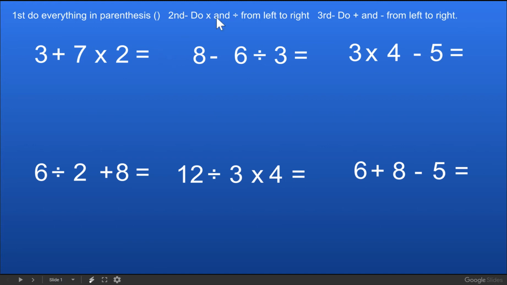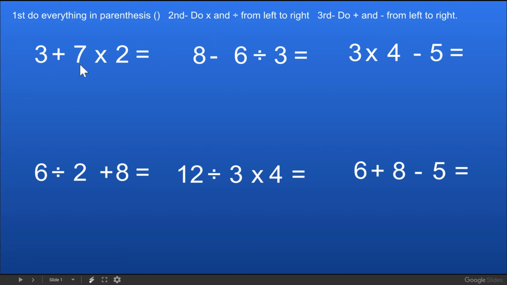After everything is done inside the parentheses, you will need to do multiplication and division from left to right. When you're done with multiplication and division from left to right, you will move on and do all of the addition and subtraction from left to right.